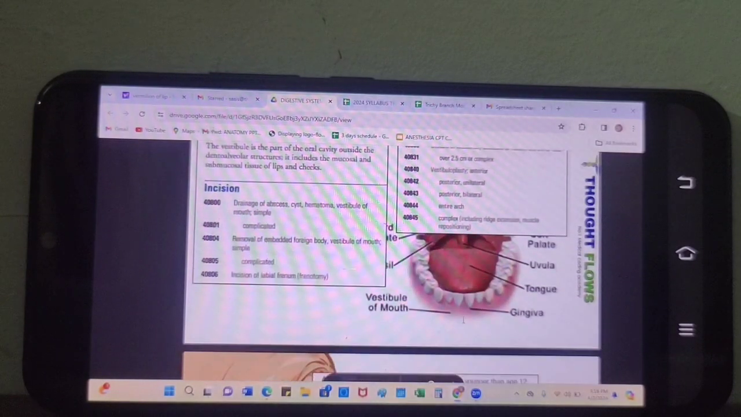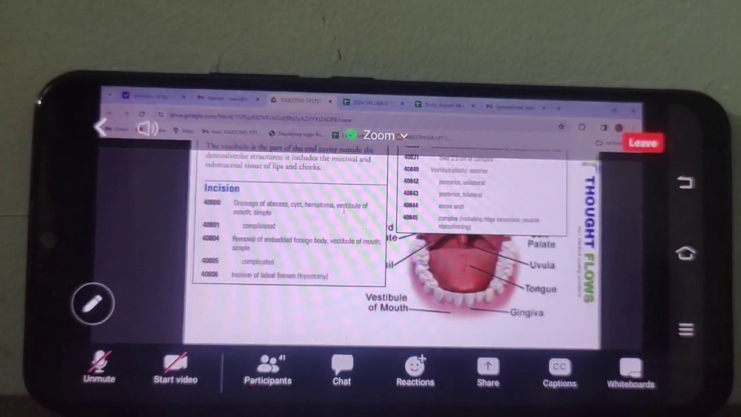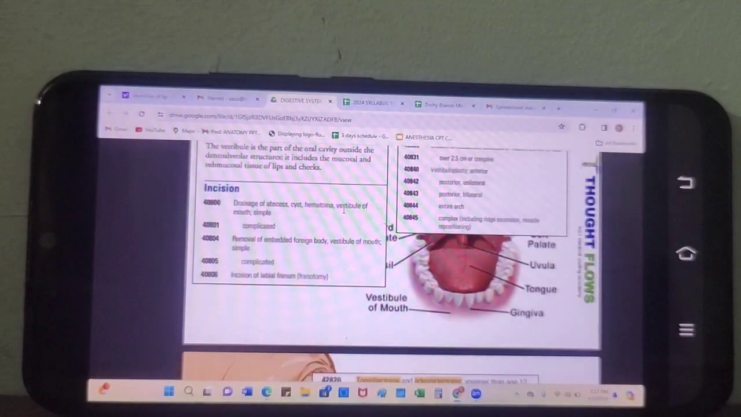And the drainage. See that? This is a vestibule, the vestibule of mouth, anterior and posterior. The surgeon performs the drainage to drain the abscess, cyst or hematoma at the vestibule of mouth. So the anatomical location is vestibule. For simple, go for 40800. For complicated, go for 40801.